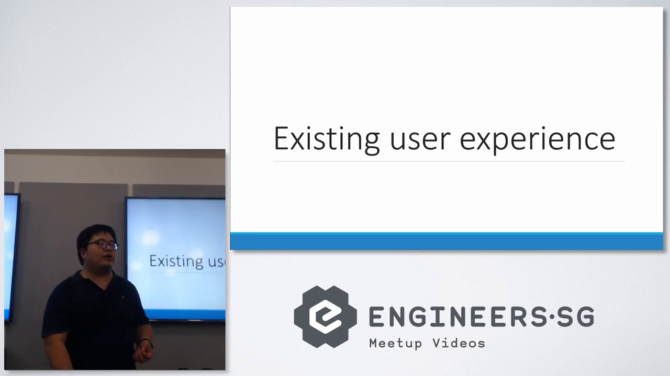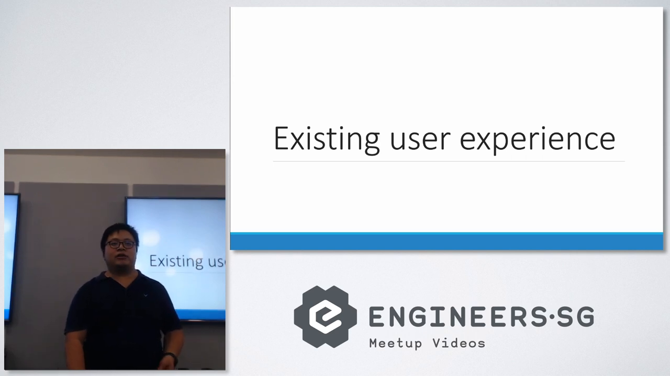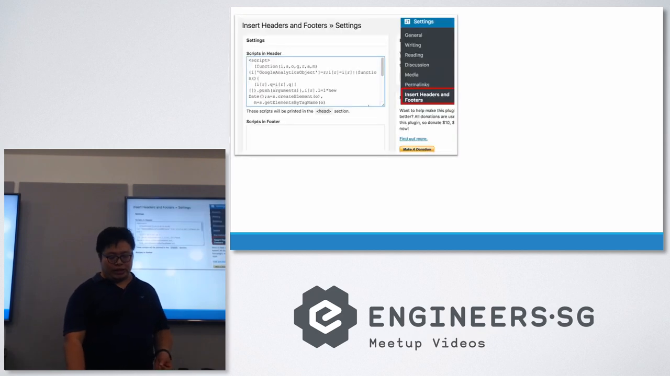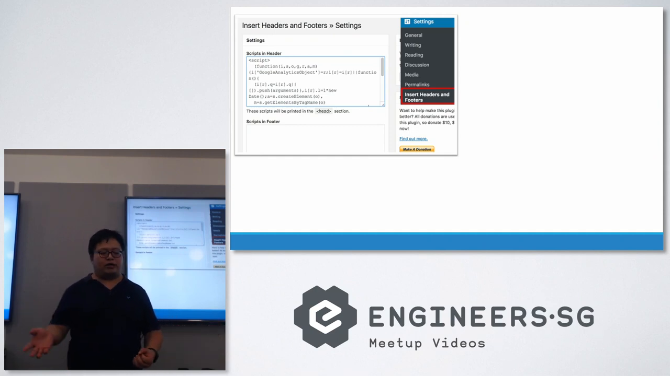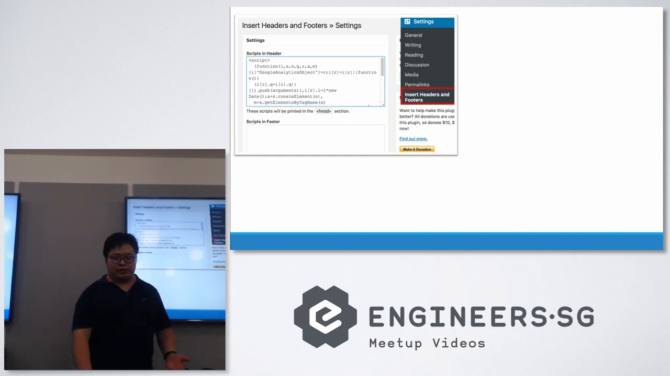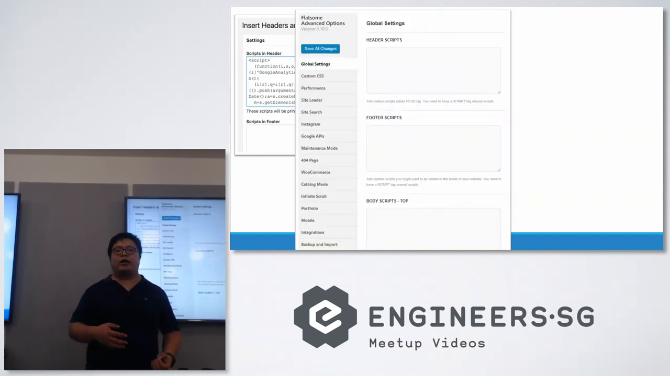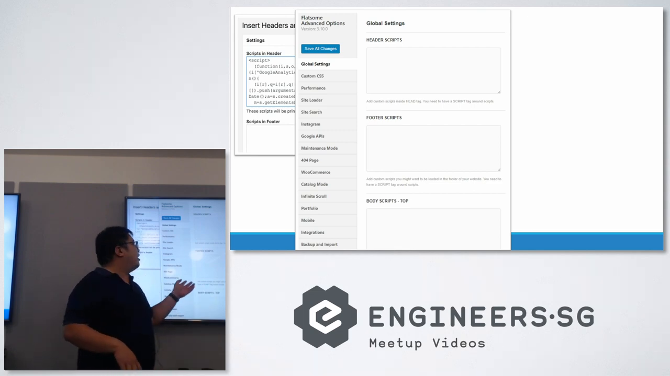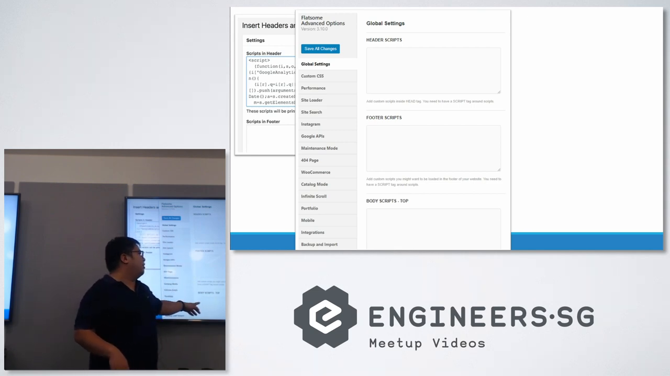So first of all, let's look at the existing user interface or user experience when we set up Google Analytics. First, in order to insert the tracking code, you have to download a plugin to insert into a header or footer itself. Or if you have used themes from ThemeForest, for example the Flatsome theme itself also has a header script and footer script. You can insert a body script as well.